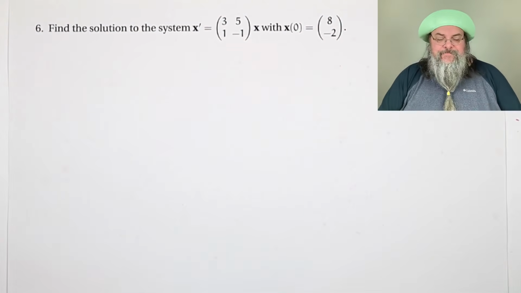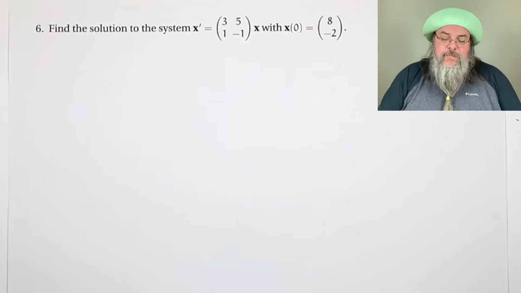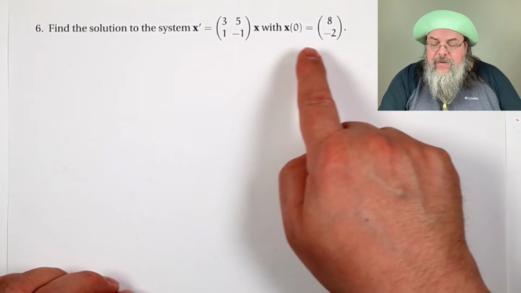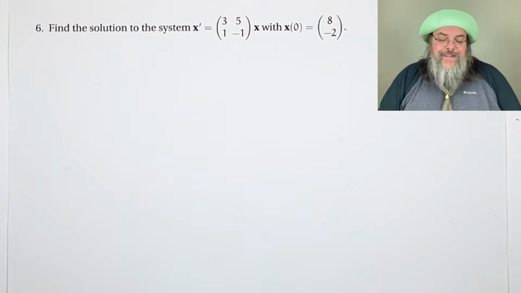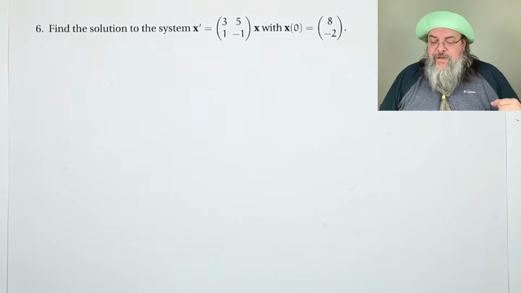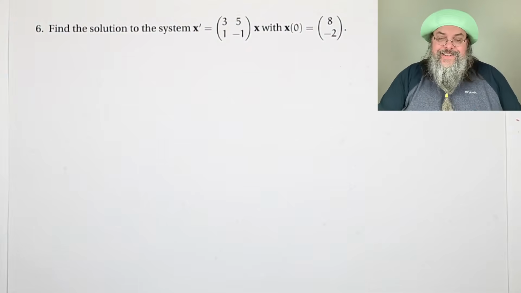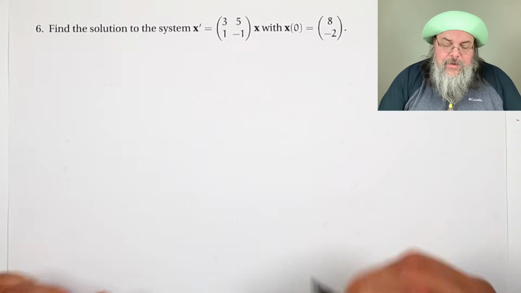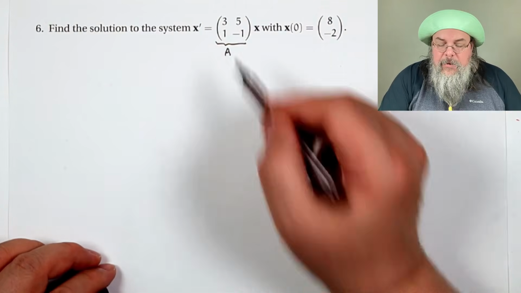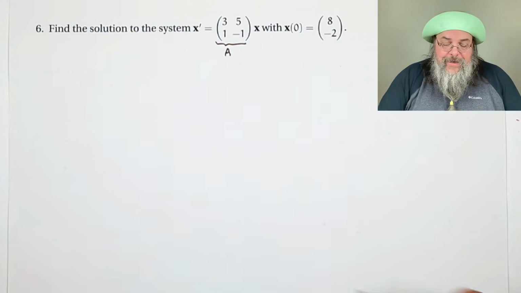Number 6. Find the solution to the system x prime equals [[3, 5], [1, -1]] x with x of 0 is (8, -2). All right, so now we have an initial value problem. Okay, cool. Okay, so what do we do? Well, we start with our matrix here. We'll call it A.